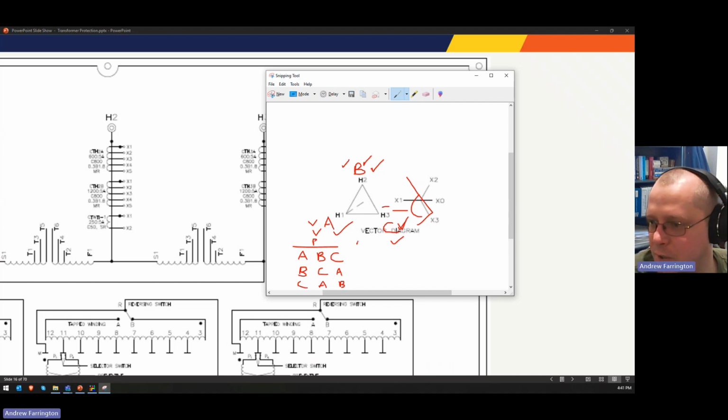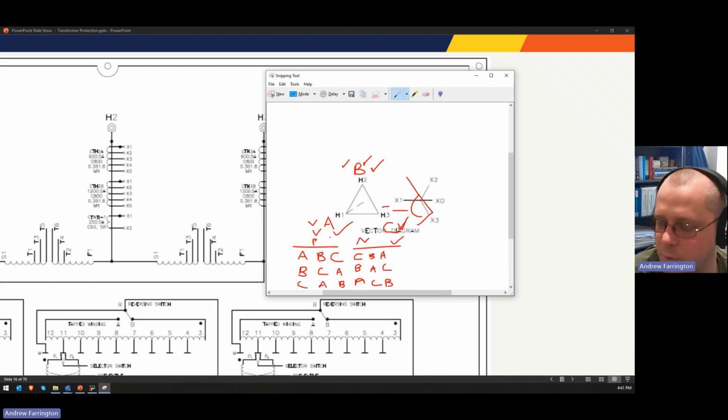And then negative would be the opposite, right? So it's C, B, A, or B, A, C, or A, C, B. Okay, so you have 3 positive sequence connections that you can potentially do, and then you have 3 negative sequence connections that you can potentially do.